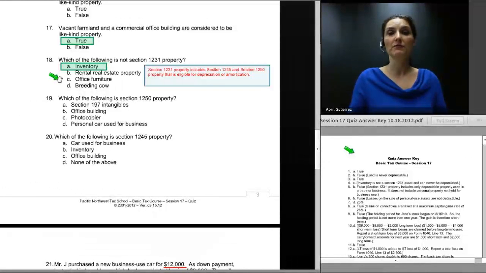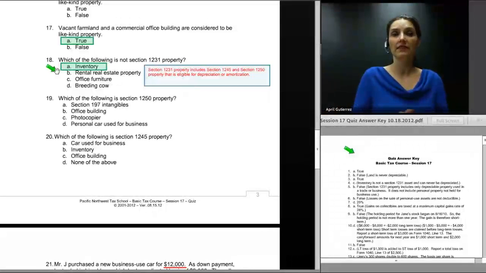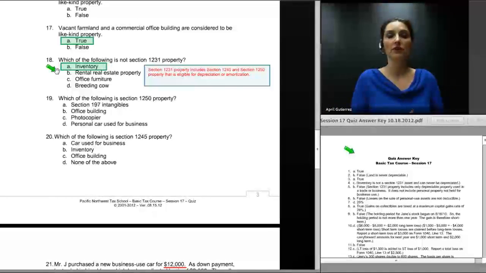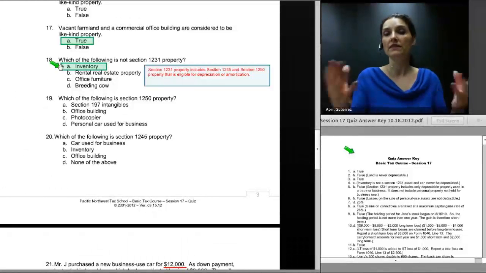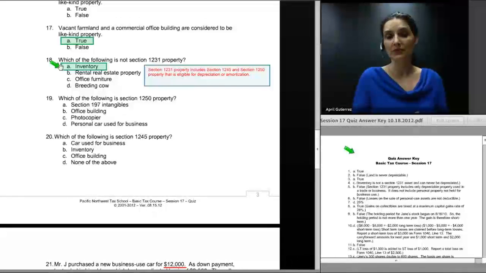Office furniture, that's property used in a trade or business for income production, and it is depreciable over 7 years. And then we have rental real estate property. That's clearly depreciable over 27.5 years or 39 years, depending on whether it's residential or commercial. And the only item left is inventory. And inventory is not an asset that is held for income production. It's not even considered to be an asset in the same category as these others. Essentially, inventory is goods in trade or property that is held for sale. It is not Section 1231 property, which is why A is the correct answer.